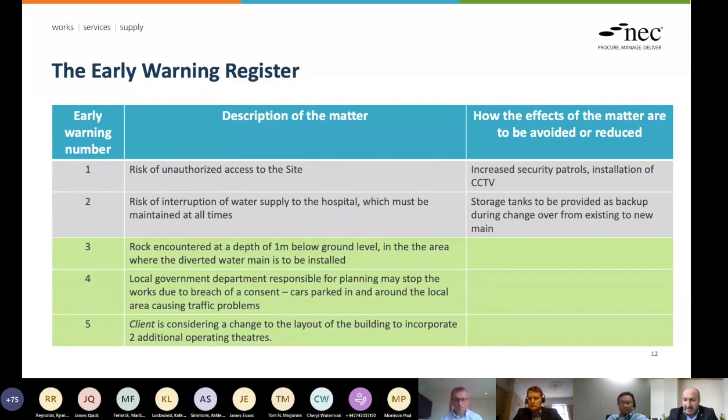Okay, maybe if I can ask a question of the panel. We've talked about the early warning process. We've talked about identifying risks, problems. The three examples were problems and difficulties. Have you seen this used for opportunities and how positivity can be brought into that process? Anyone got any thoughts or examples of that?